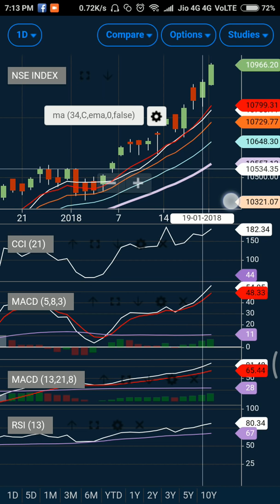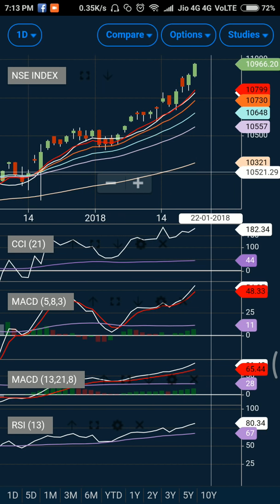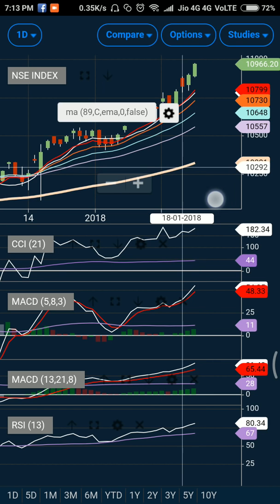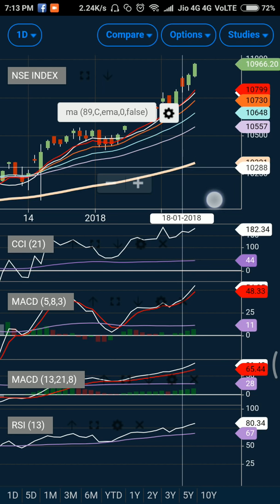Now if you see the put data, the put participants are sure that the market is most likely to trade above 10,900, because they have done good put shorting near the 10,900 level. So clearly the market participants are expecting a bullish market with the Nifty trading above 10,900. But I feel that 11,000 is a crucial level, and if the market trades near that level and you are long, you should definitely book at least some profit.